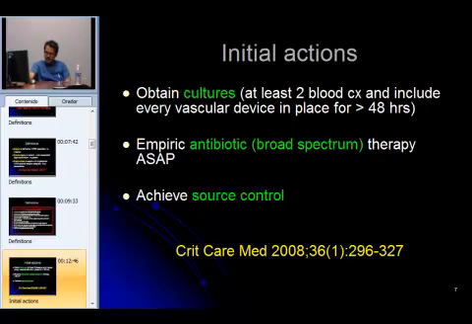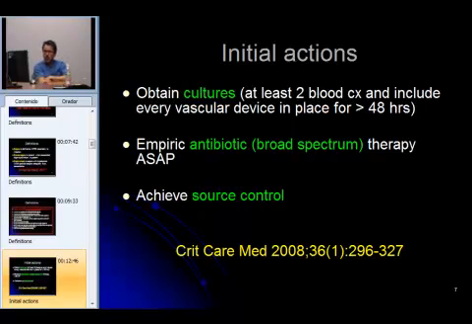First thing is you're going to obtain blood cultures and urine cultures and sputum cultures, depending on what you're looking for. Try to get as many cultures as you can. And if you have any vascular device, if you have a central line, if you have an arterial line that has been there for more than 48 hours, then you get a culture from there as well. Once you've gotten the cultures, then you go ahead and start antibiotic therapy.